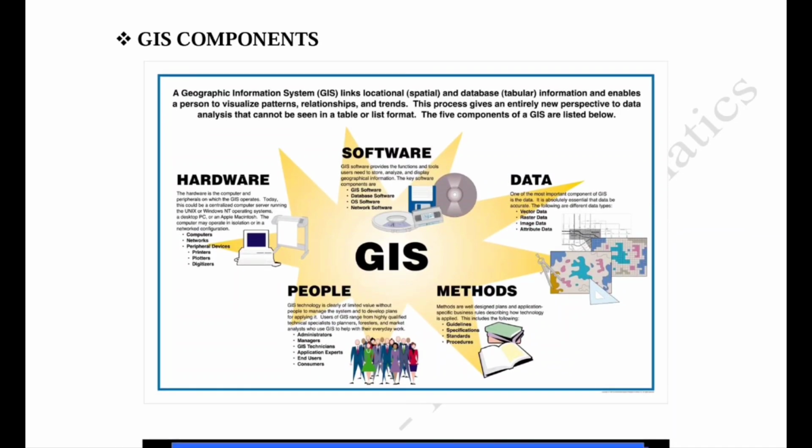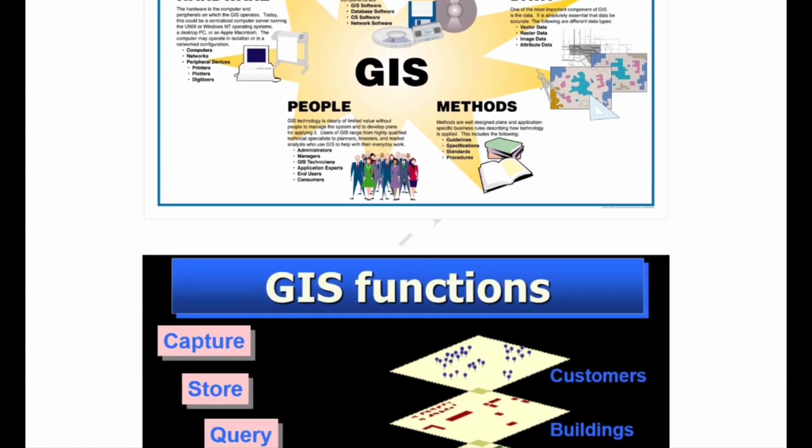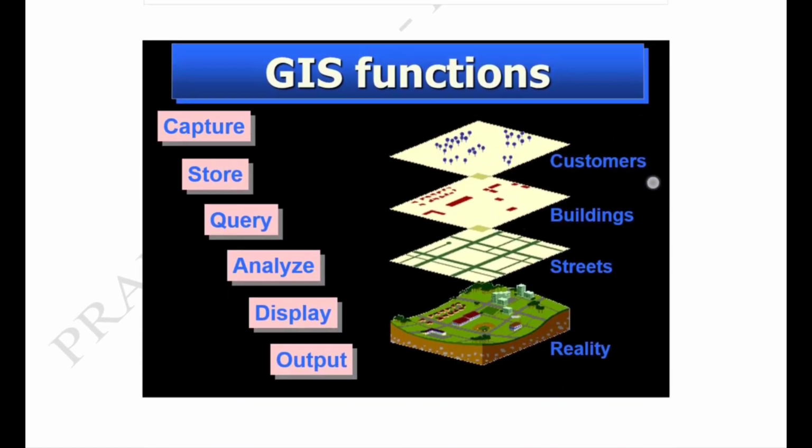As we have already read about the GIS components, there are 5 components of GIS. First one is software, hardware, data, methods, and people. And these GIS components are covered in unit 1. So you can refer to my previous lectures of the GIS series.